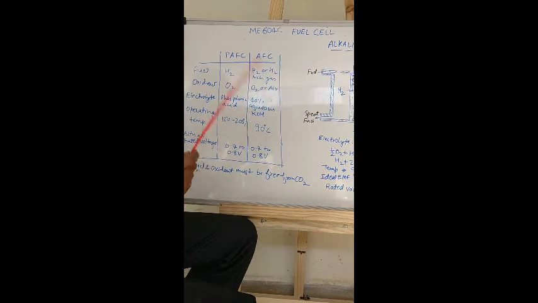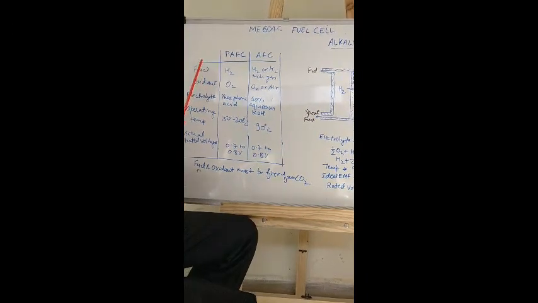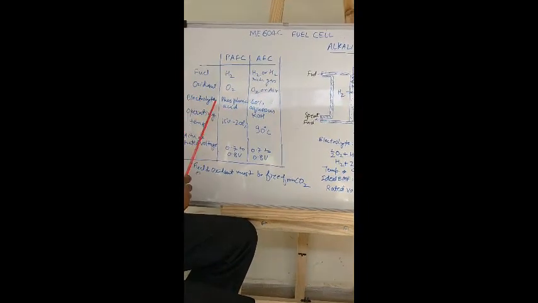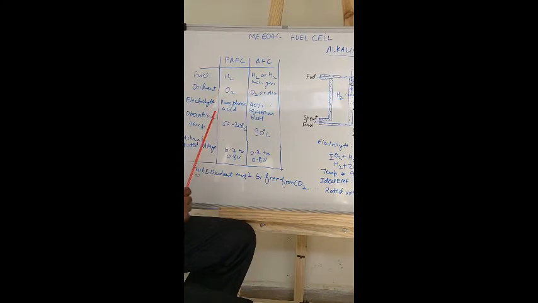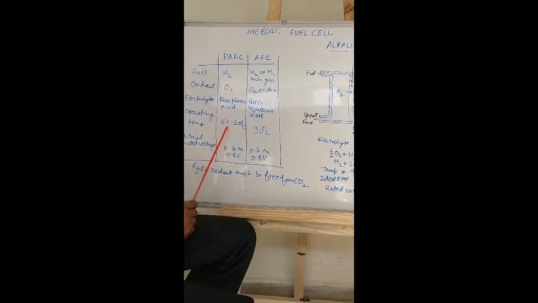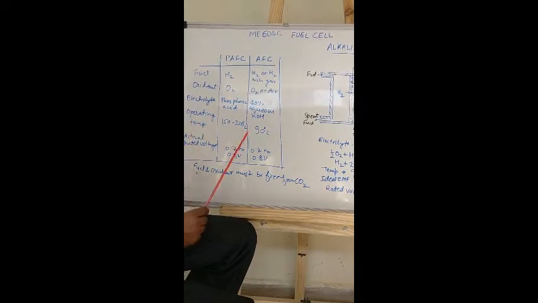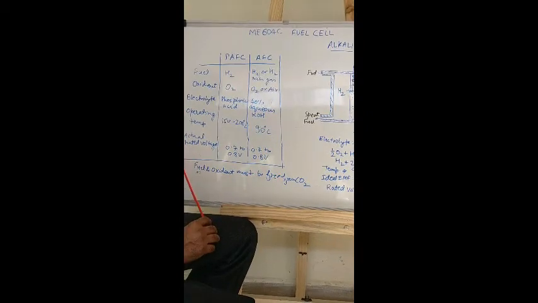Electrolyte, the main difference lies in the electrolytes used. In case of PAFC or phosphoric acid fuel cell, the electrolyte is phosphoric acid, whereas in case of alkaline fuel cell, it is 40% aqueous KOH. Operating temperature of the PAFC is between 150 to 200 degrees centigrade, whereas in case of alkaline fuel cell, the operating temperature is 90 degrees centigrade. And the rated voltage of the two are same.